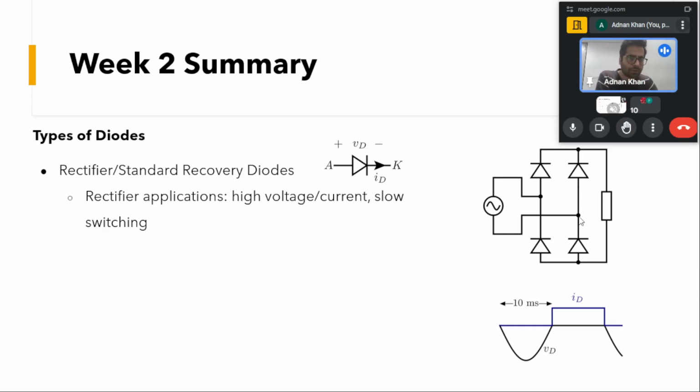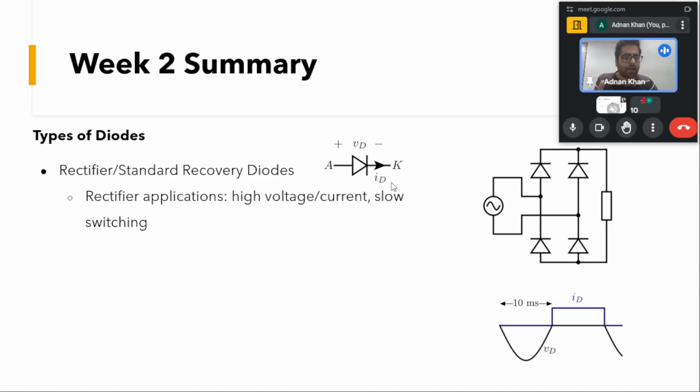When these are on, if we have a very high inductive load, we can assume that the current is constant, so a square wave current will flow. When the diodes are on, they have to carry this current ID. When off, they block this voltage. In this rectifier circuit, we don't have to switch very fast, only turning off or on once per fundamental cycle.